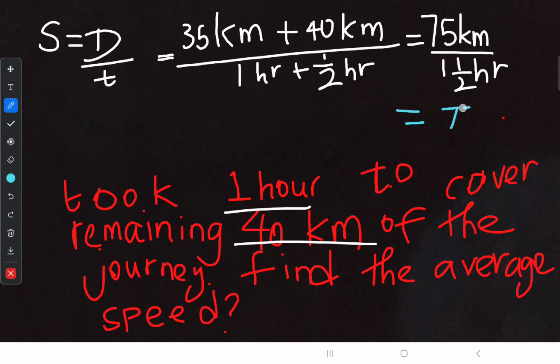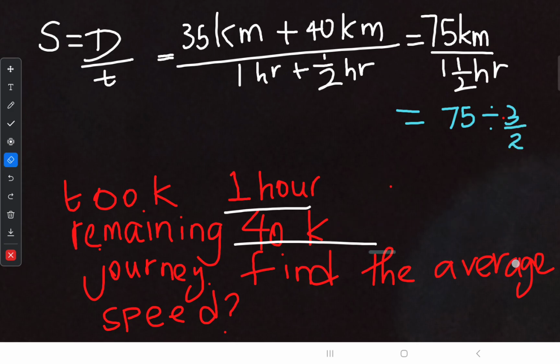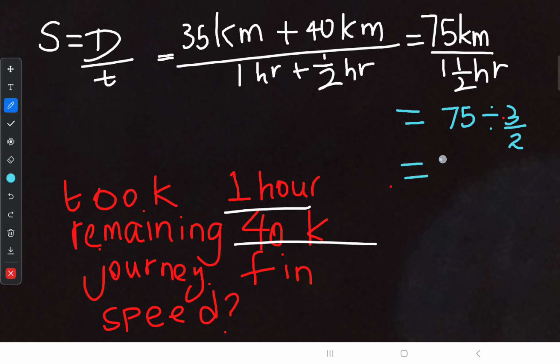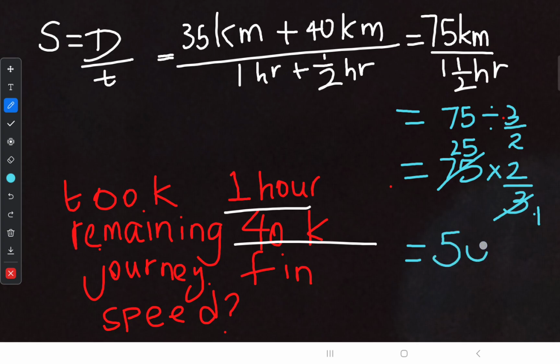That means 75 divided by 3 upon 2. When I change this division to a multiplication, it becomes 75 multiplied by 2 upon 3. Here we can simplify 75 and 3. 1 3 is 3, 25 3s are 75, 25 2s are 50. The units should be kilometer divided by hour: kilometer per hour.